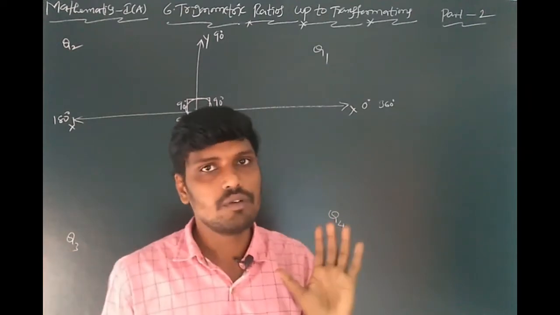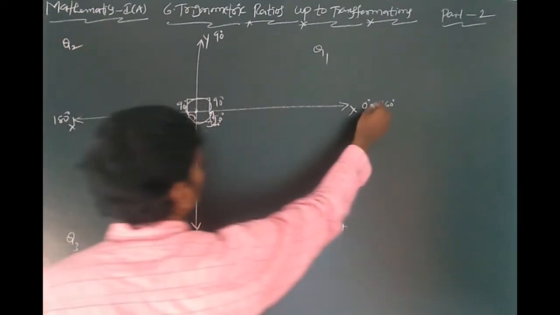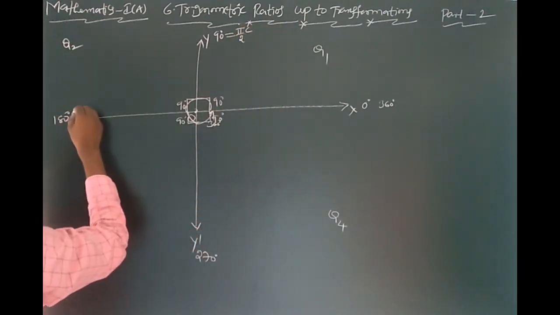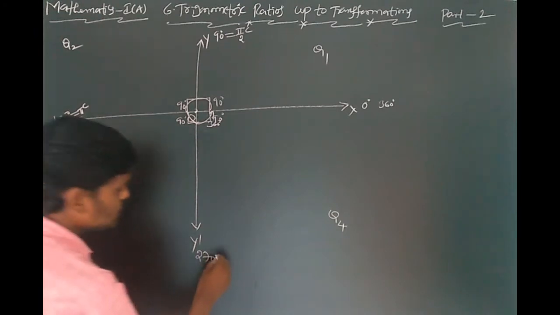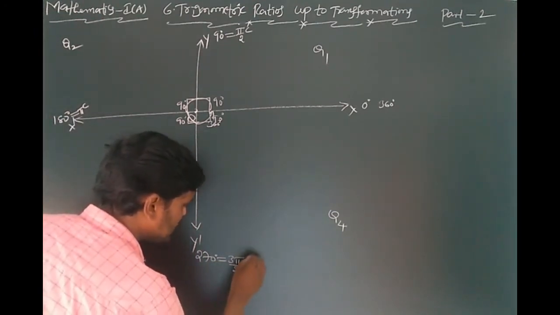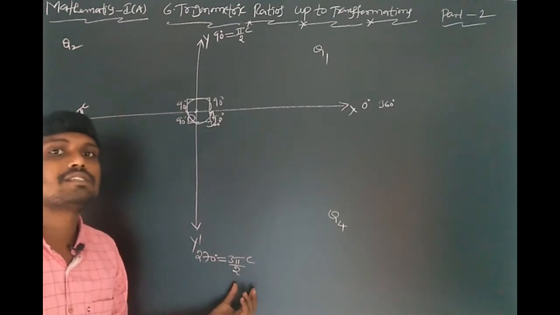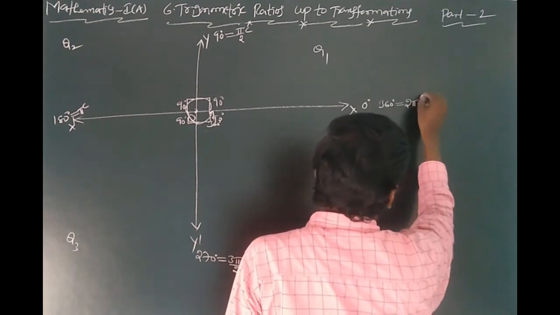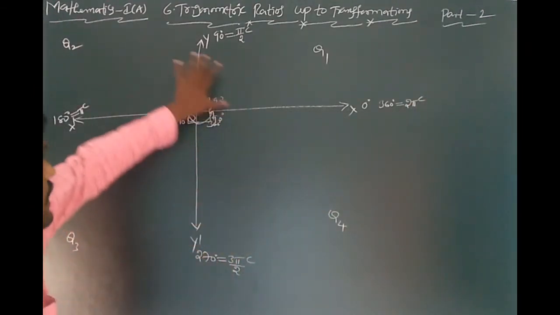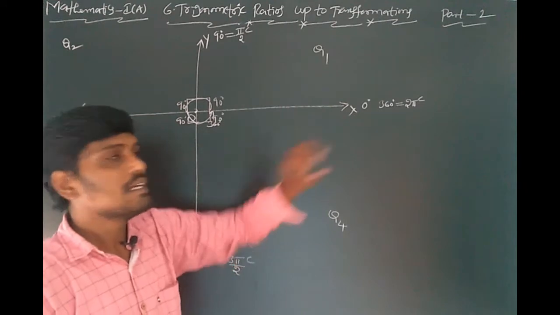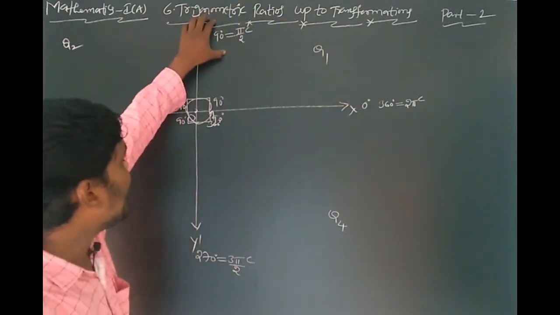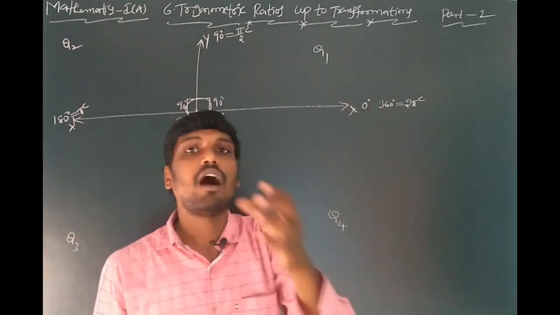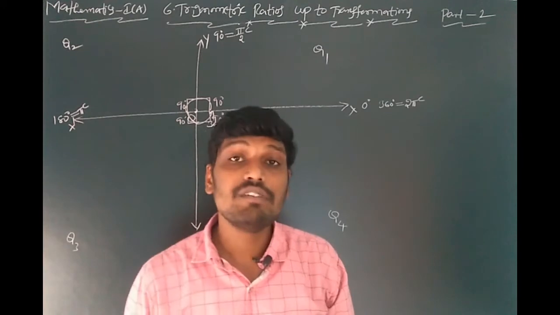This is very useful. After that, 0 degrees, 90 degrees is pi by 2 radians, 180 degrees is pi radians, 270 degrees is 3 pi by 2 radians, and 360 degrees is 2 pi radians. These angles, 0 degrees, 90 degrees, 180 degrees, 270 degrees and 360 degrees, are called quadrant angles.